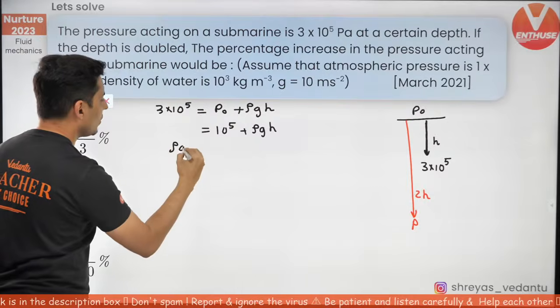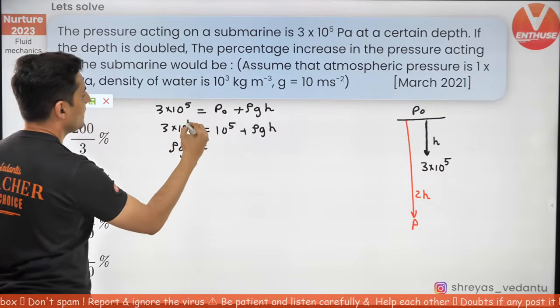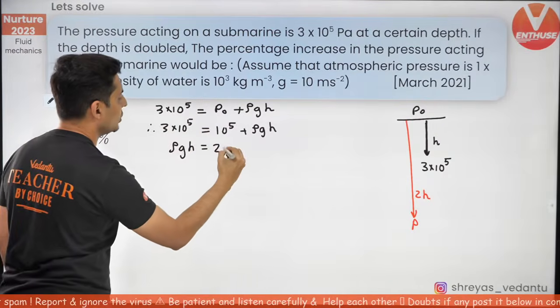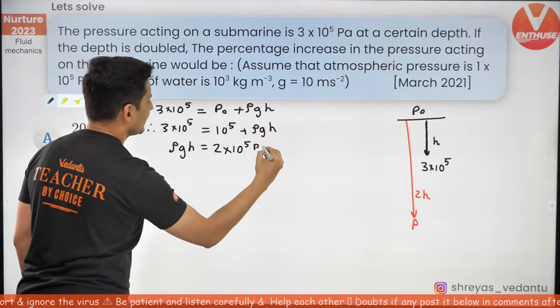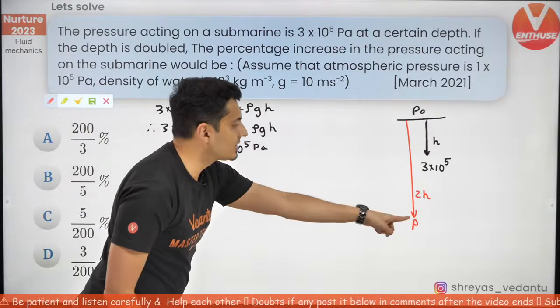So basically, rho GH, take the 10 to the power 5 here. Take that 10 to the power 5 here. What will it become? 3 minus 1, 2. 2 into 10 to the power 5 Pascals. Perfect. Now, let's talk about this point.